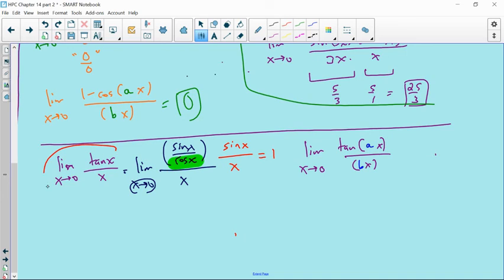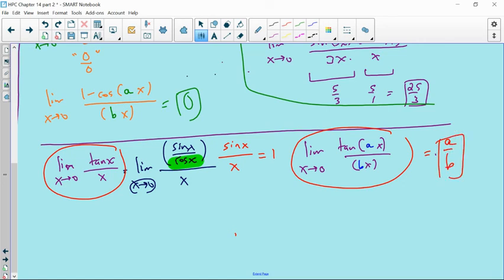So this behaves just like tangent does, just like sine does, as long as you're approaching 0. So then that would be a to b. So again, like I said, that sometimes does come up, and so it's good to know those trig identities when it comes to limits.